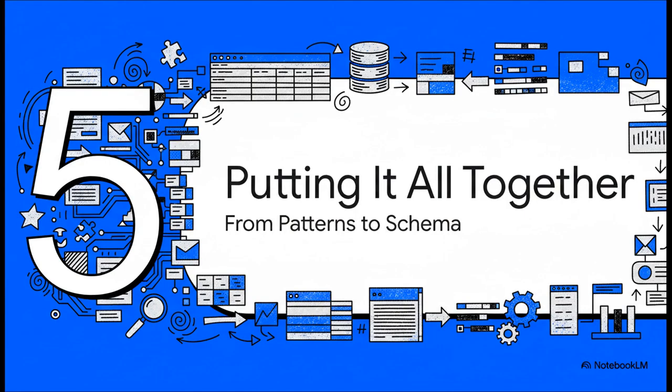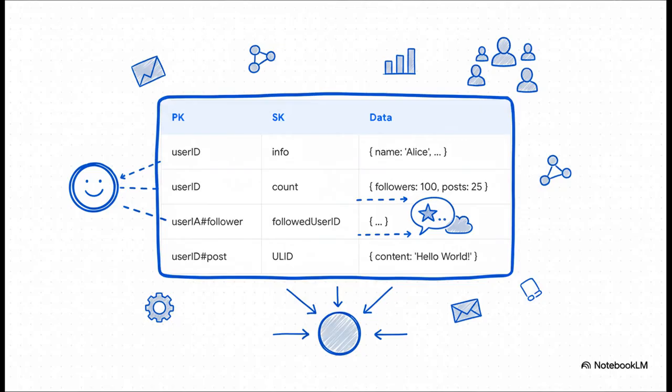So, we've seen a mindset shift, we've covered the core concepts, and we've looked at a couple of powerful patterns. So how does this all come together in a real-world production application schema? This is just a perfect example of a single table design for a social network. Notice how different partition key prefixes group different kinds of data.